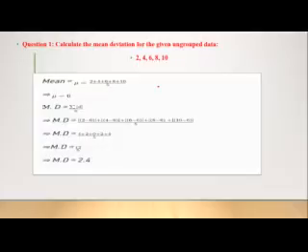Then for mean deviation you can go for sigma |d| by n. If you extend the formula, it is |2 minus 6| plus |4 minus 6| plus |6 minus 6| plus |8 minus 6| plus |10 minus 6|, by 5. If you sort it out, what will happen? 4 plus 2 plus 0 plus 2 plus 4, divided by 5. At last you will get the answer of 2.4. So it is simple and easy to calculate the mean deviation.